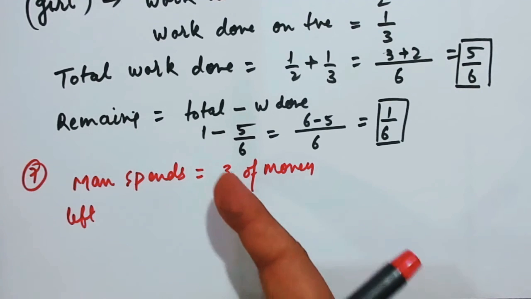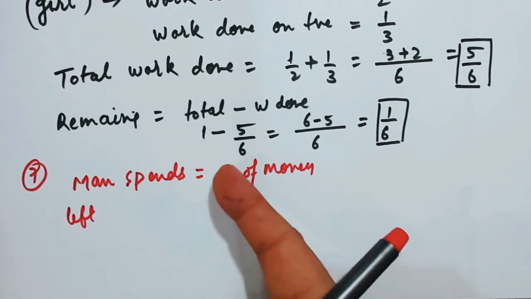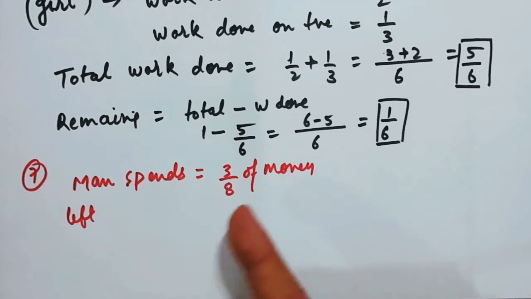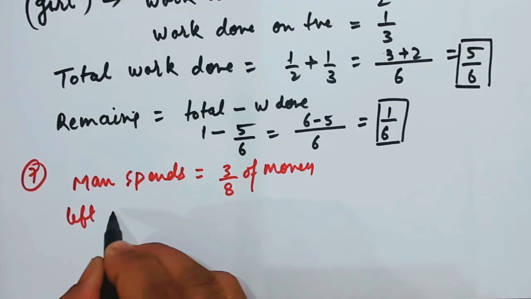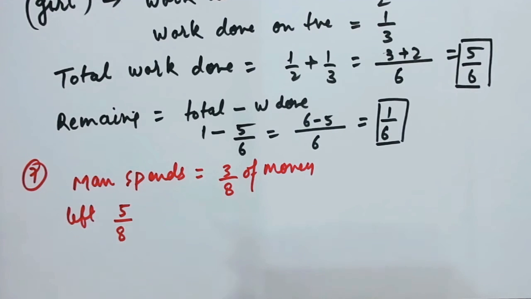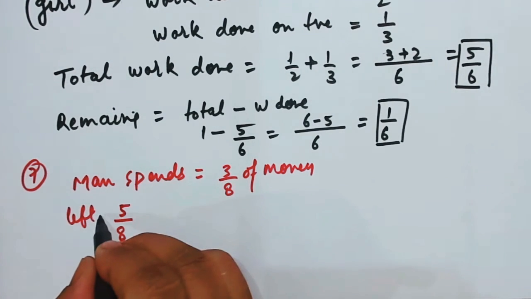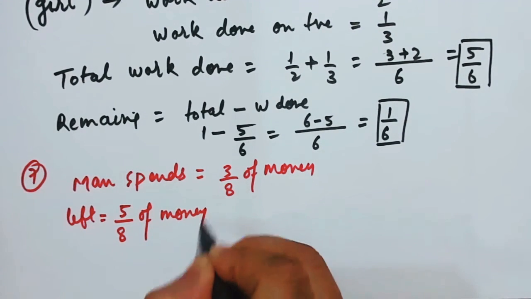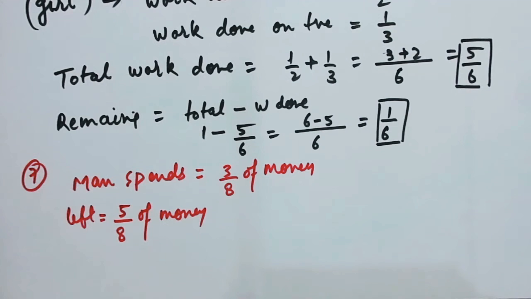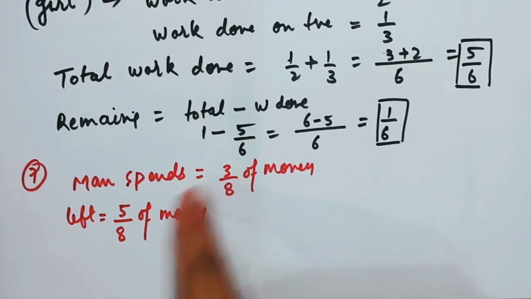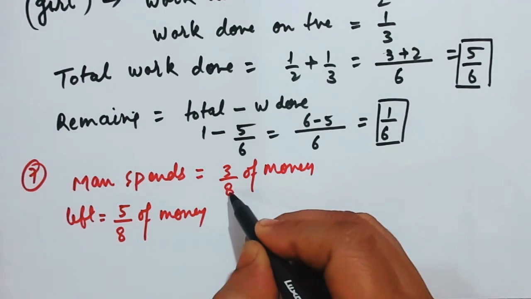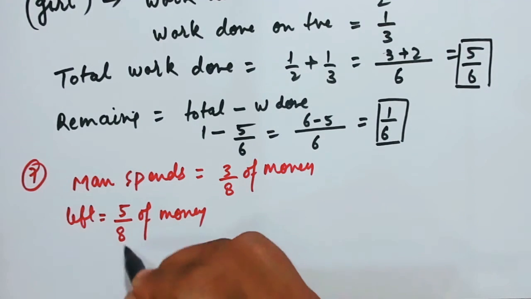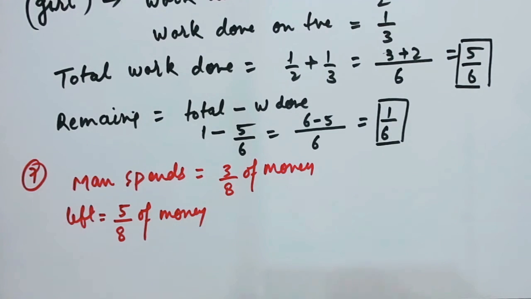Left is equal to how much? मतलब 8 में से 3 he spent it. So how much is left? So the left will be 5 by 8. Yes or no? Left will be equal to 5 by 8 of money. So instead of teaching you that you subtract it from 1, the best thing over here is just observe the fraction, that only 3 out of 8 has been spent. So left will be 5 by 8.